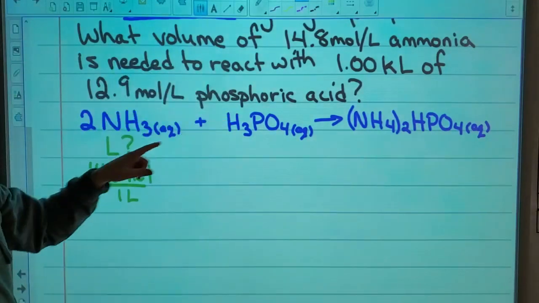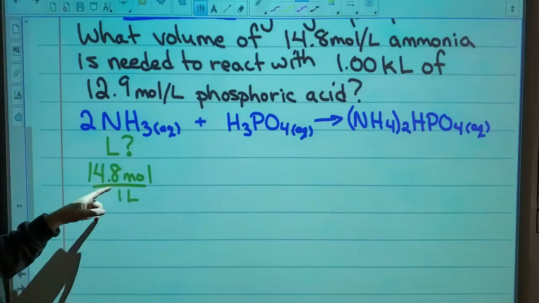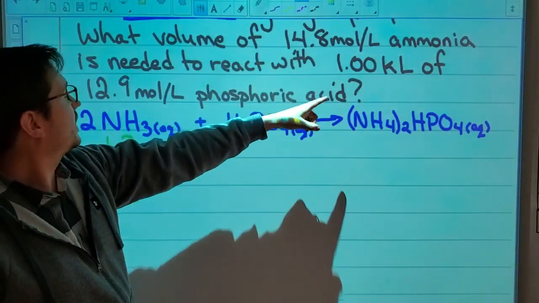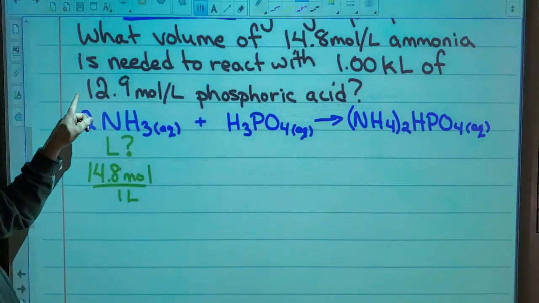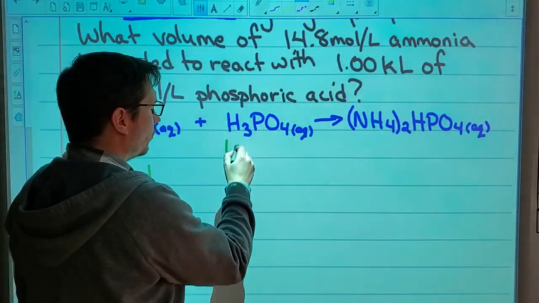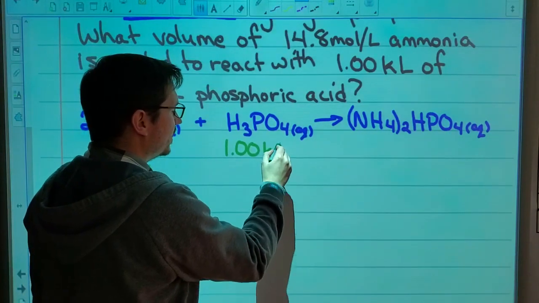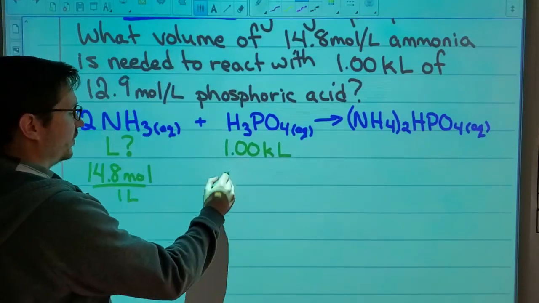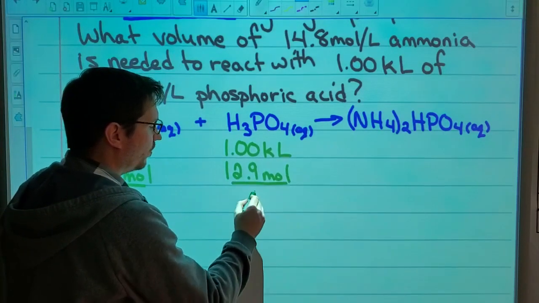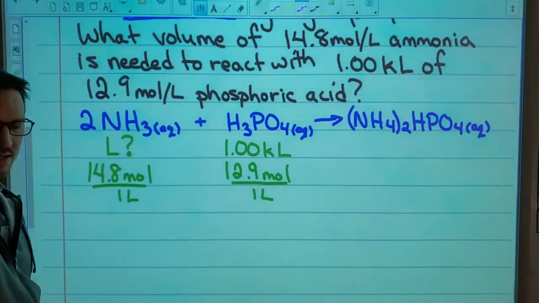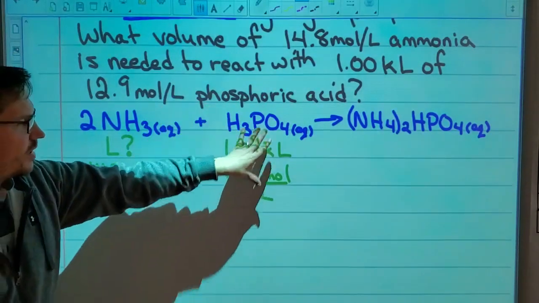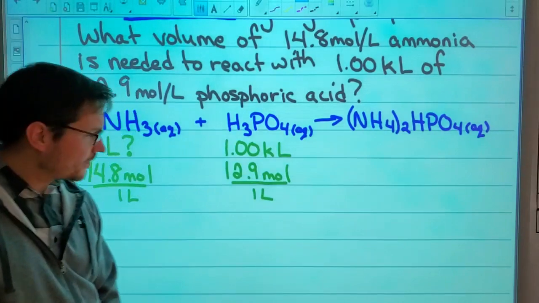Okay, what volume of 14.8 mole per liter ammonia is needed to react with 1 kiloliter of 12.9 mole per liter phosphoric acid. So over here we have 1.00 kiloliter of 12.9 mole per 1 liter phosphoric acid. So I'm just taking those things and putting them under the phosphoric acid.